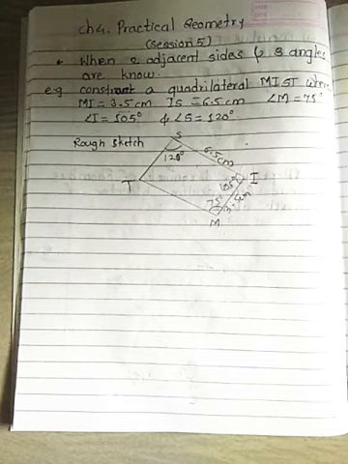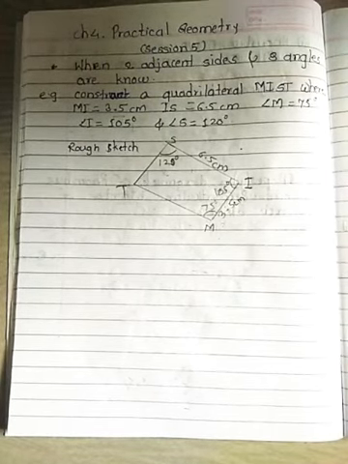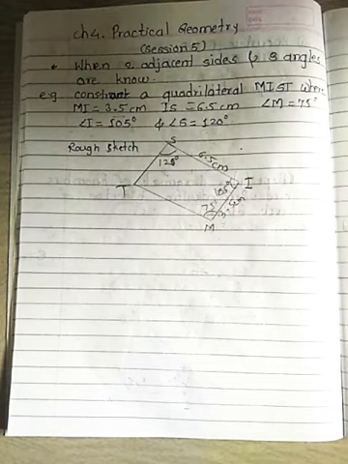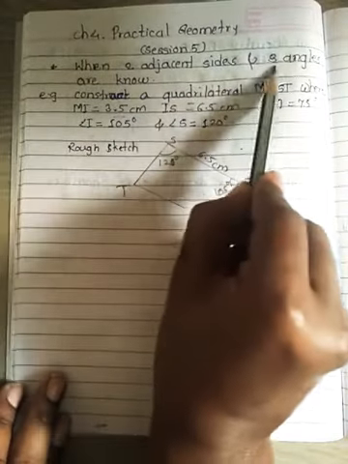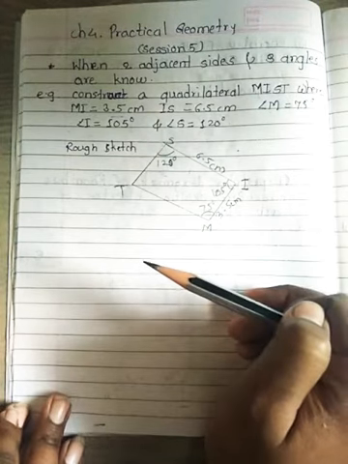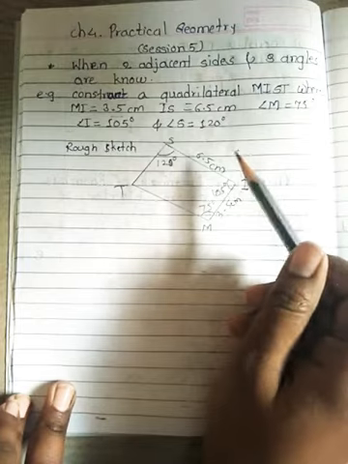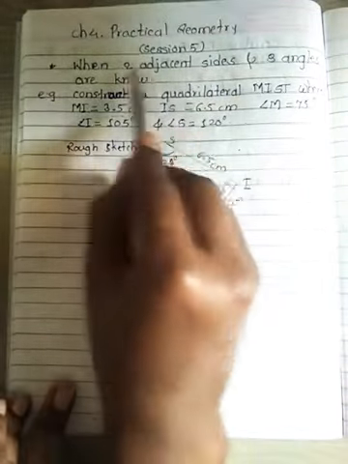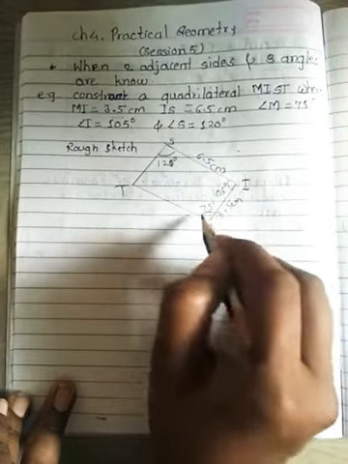Students, this is session 5 of practical geometry. Here we will discuss how to construct a quadrilateral when two adjacent sides and three angles are given. Previously we constructed a quadrilateral with the two diagonals and three sides. Now we will construct it with three angles and two adjacent sides given.